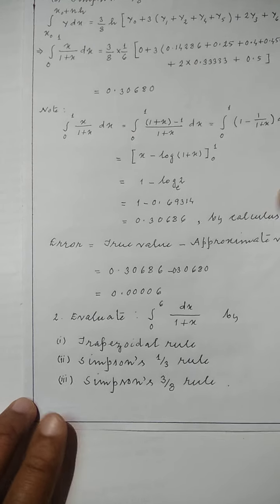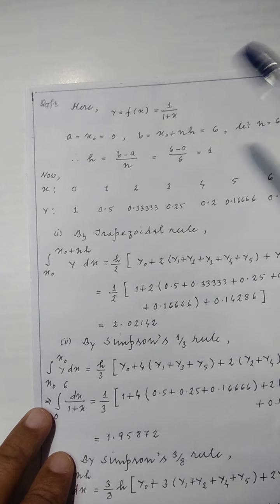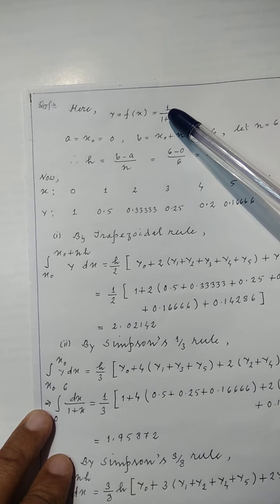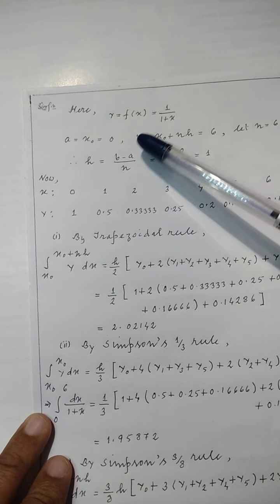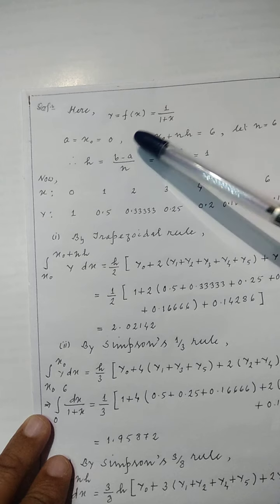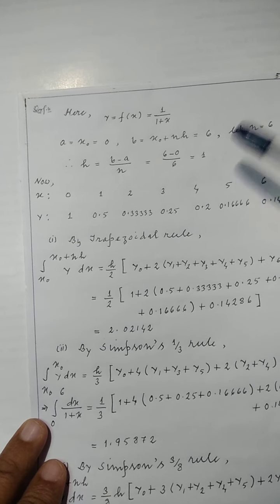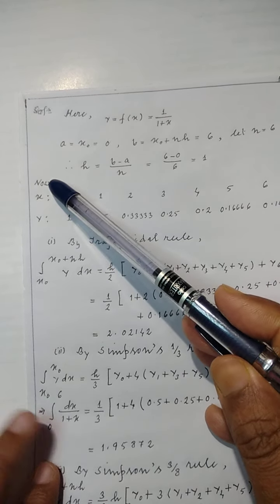So first we have to write down the function. So what is the function here, or the integrand? Here the integrand is y is equal to f(x). f(x) is equal to 1 by (1 plus x). What are the limits of the integration? Here a is equal to x naught is equal to 0, and the upper limit b is equal to 6. So b means x naught plus nh is equal to 6. Here also I have considered the number of intervals n equal to 6.